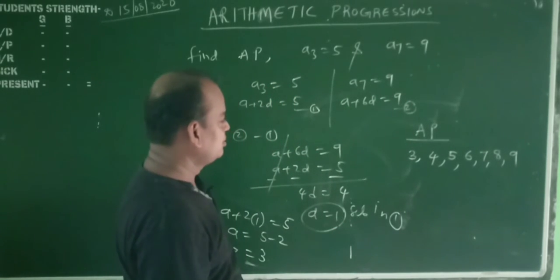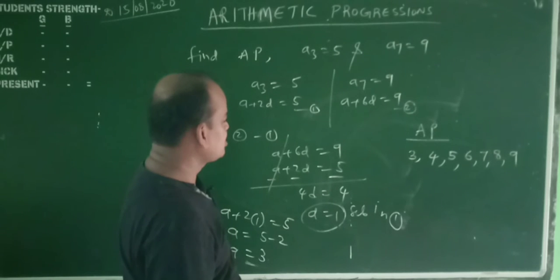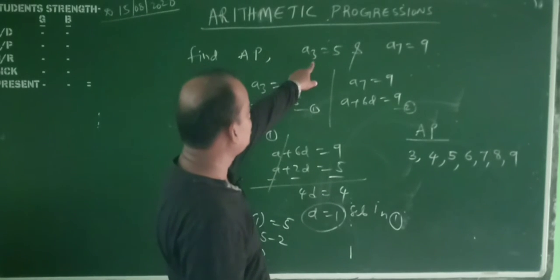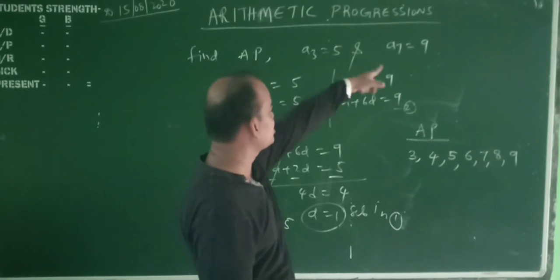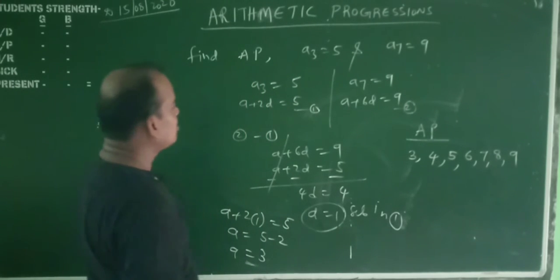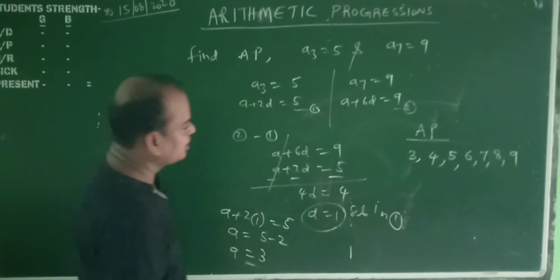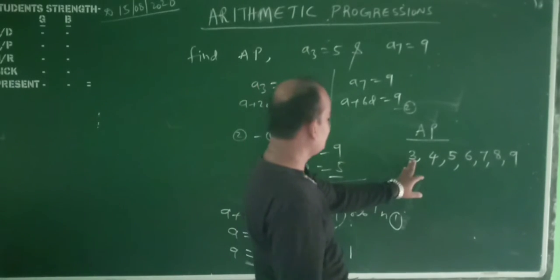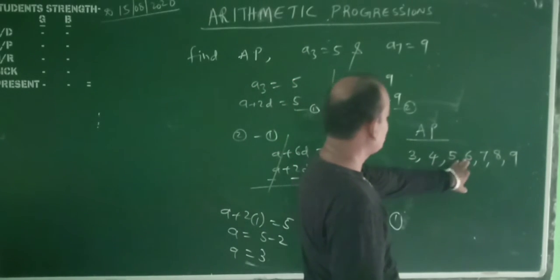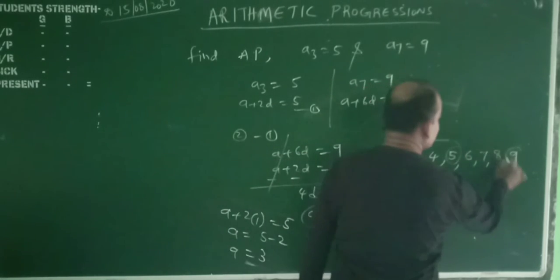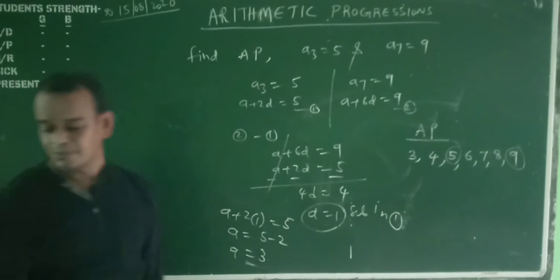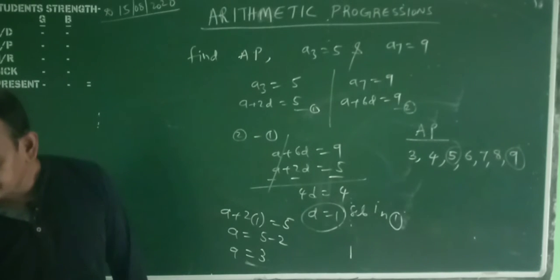Okay, my dear students. Observe that third term. What is going on in the series? A3 is equal to 5, third term is equal to 5. First, second, third, fourth, fifth, sixth, seventh. Seventh term is equal to 9. Simple, my dear students.